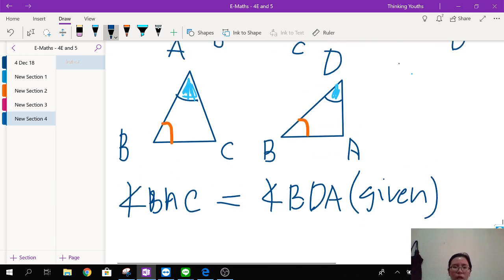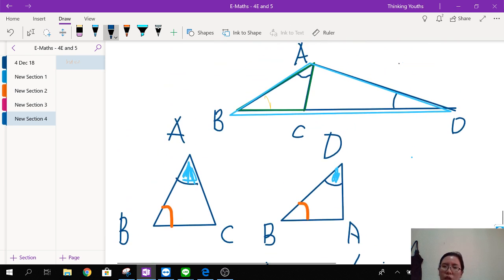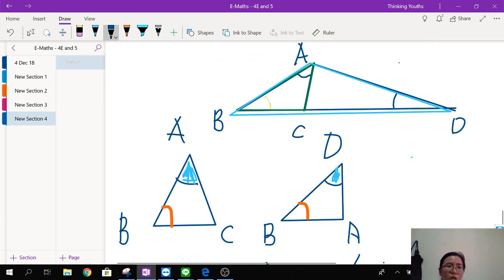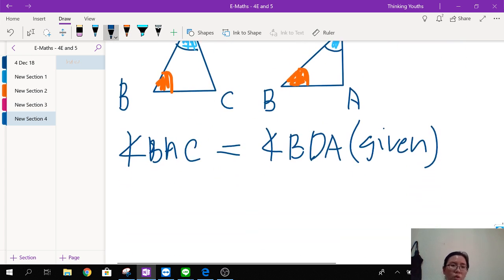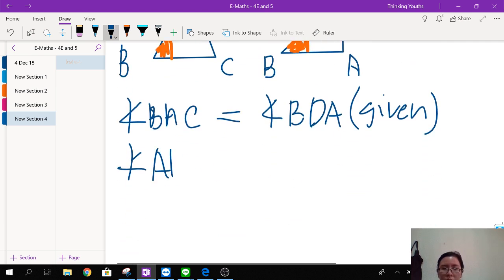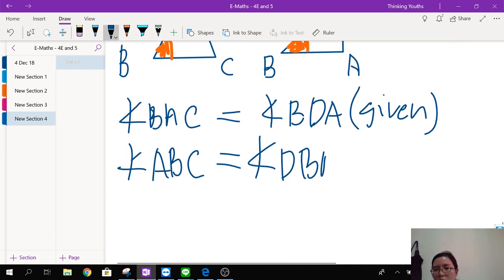Okay, so second part is, since the big triangle and the small triangle is overlapping, hence this portion is their common angle, which is shared by both triangles that is overlapping. Okay, so angle ABC equals to angle DBA. This is a common angle.